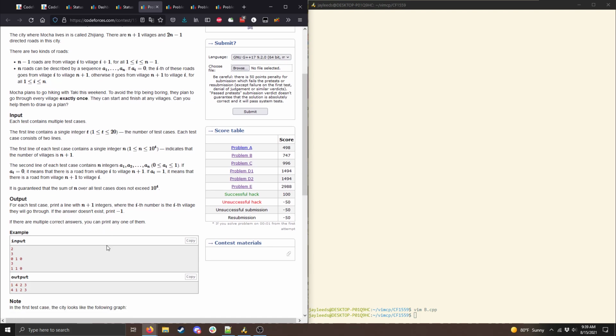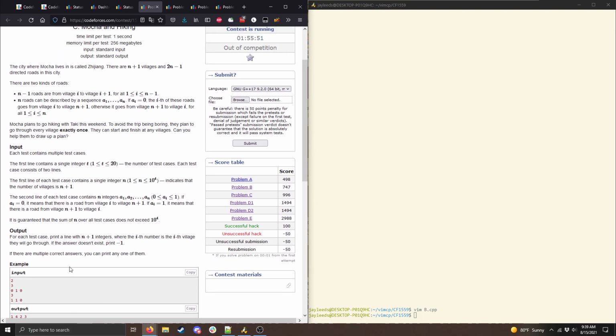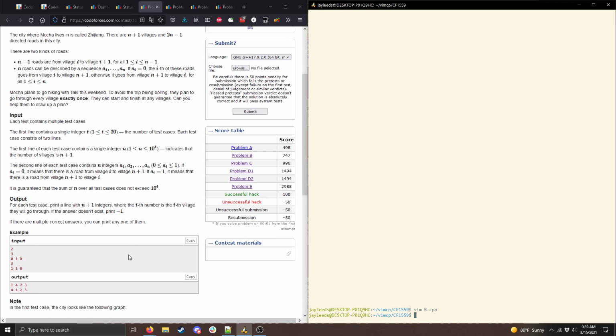Okay, I think this is pretty straightforward. So it's impossible. Let's see. It's impossible if all the a_i's are the same, and otherwise we pick two adjacent ones that are different, I think. Yeah, okay.